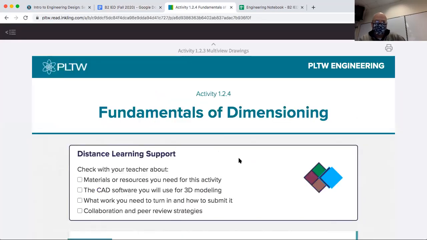1.2.4, fundamentals of dimensioning. I'm going to do sort of a speed run. And so what I've learned is that my videos go on and on. So I'm going to try to do it super fast. And then you, because you're teenage Americans, you know to pause and rewind and watch it again and do whatever you need to do to figure out what it is I'm talking about.